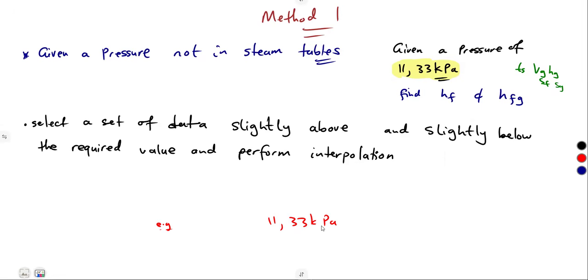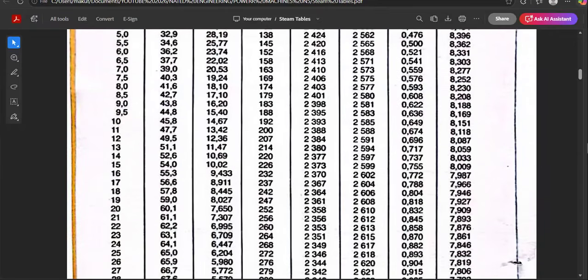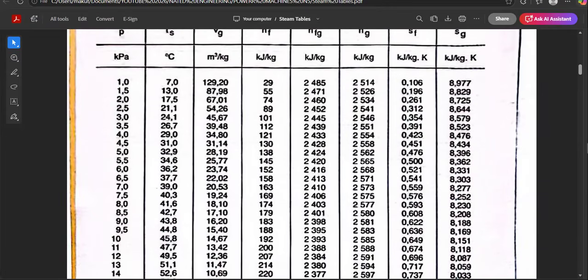This pressure here is found in between two consecutive values according to our steam tables. The 11,33 kilopascal, it is found between which values? So let's consider here. Guys, be very careful. The first part represents the pressure, remember? So we're under the pressure. We can see that we have 10, 11, 12, 13, 14, but we do not have 11,33.